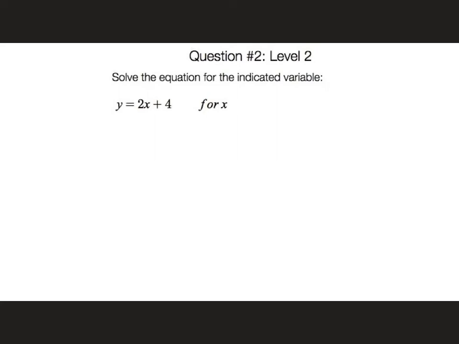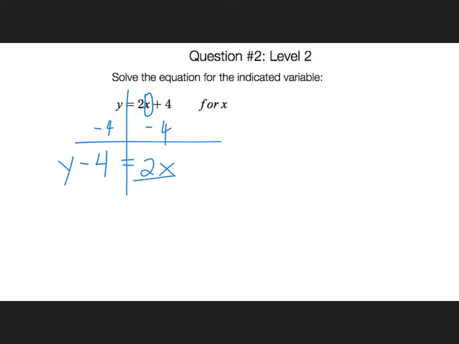Our next one, we're solving for x. I'm going to circle my x. The first thing we want to do is get rid of a plus 4. So I'll go ahead and minus 4 from both sides, leaving me with y minus 4 equals 2x. To get rid of times by 2, let's divide by 2 on both sides.